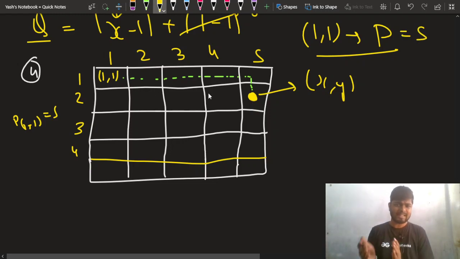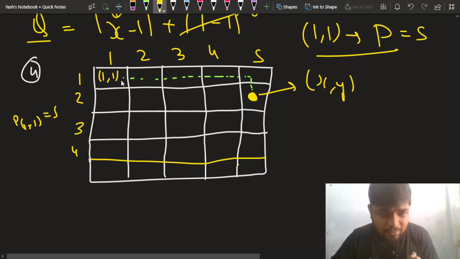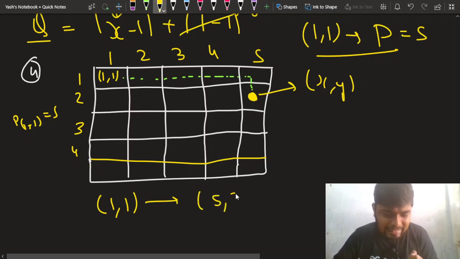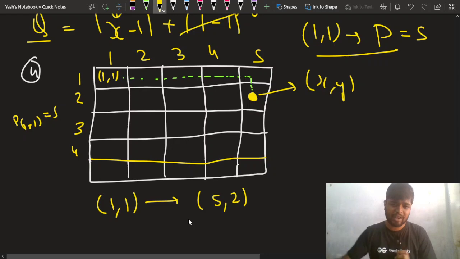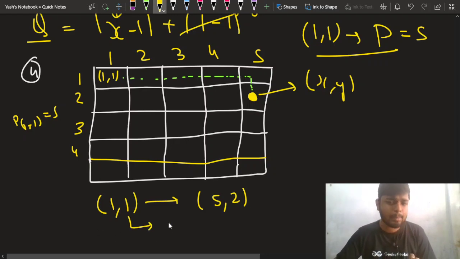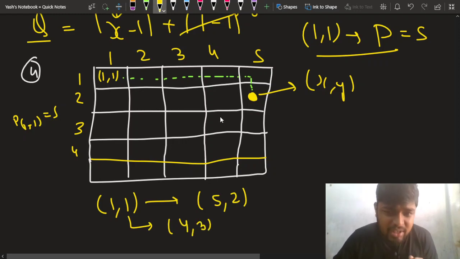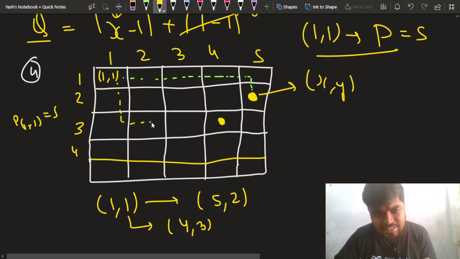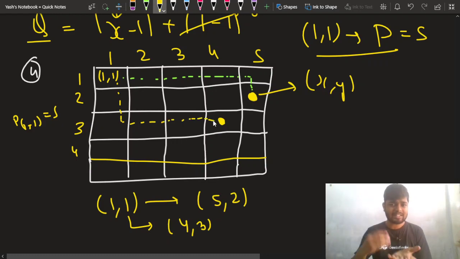So what can be the cells that can have a distance 5? If you see, this cell can have a distance 5 from 1 comma 1. The cell 5 comma 2 can be at a distance of 5. From the cell 1 comma 1, there can be another cell, let's say 4 comma 3. Where is 4 comma 3? 4 comma 3 is here. For this cell also, you can see this distance will also be 5, right?